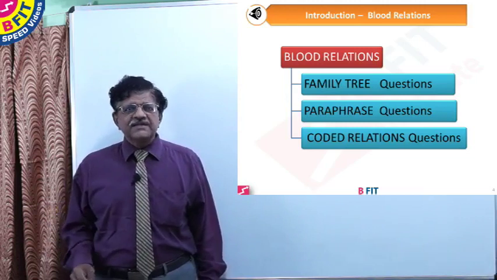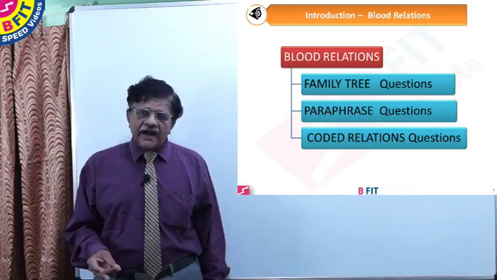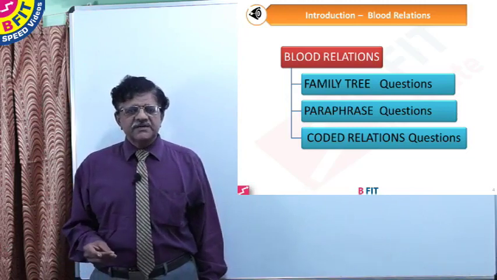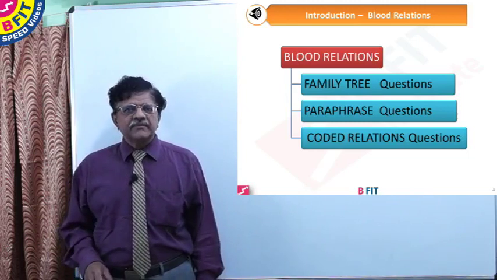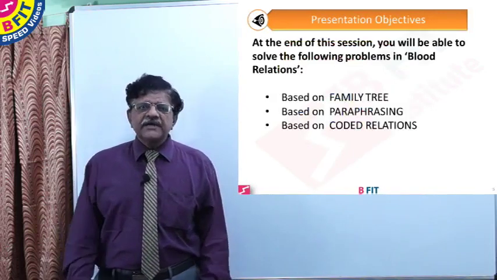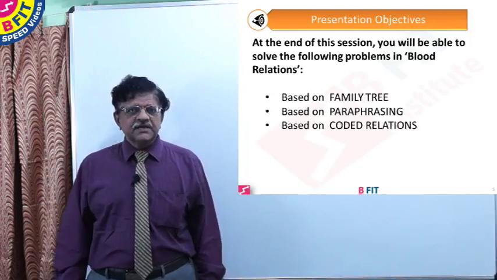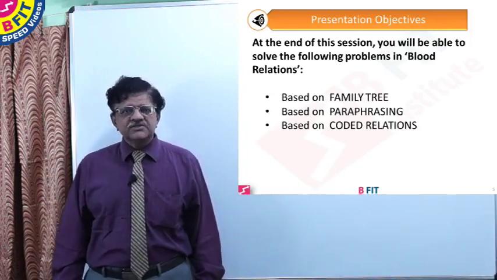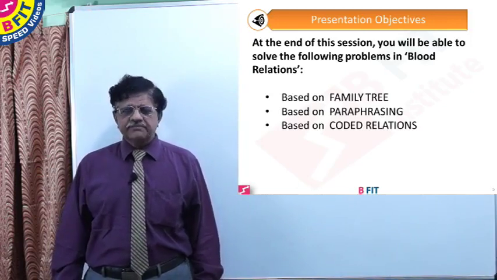So under blood relations, three types of questions are possible: family tree, paraphrasing, and coded relationship. Each requires a different technique to solve. We will be seeing each one of them individually. The objective of this presentation is, at the end of this session, you will be able to solve problems based on family tree, paraphrasing, and coded relationship.